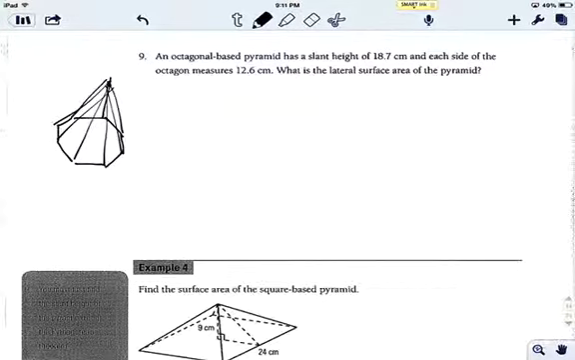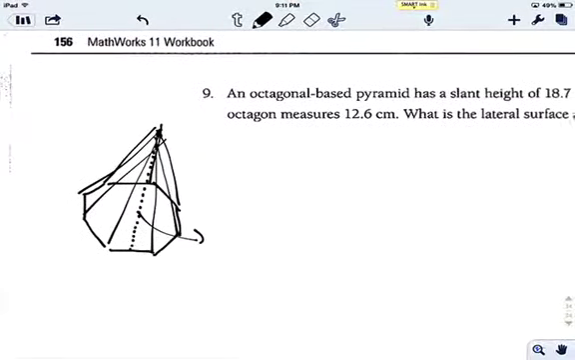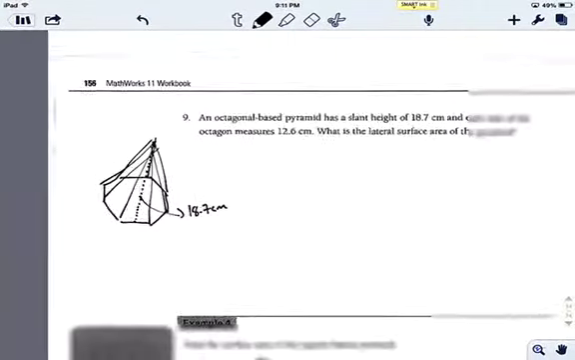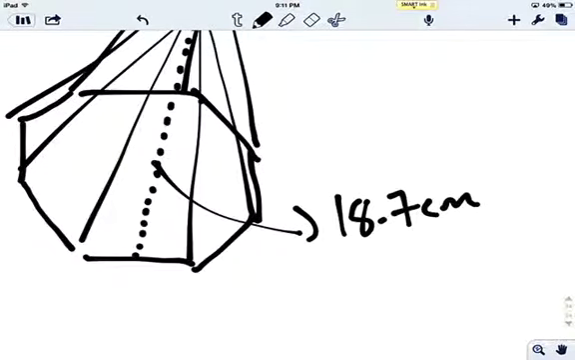Now, it says the slant height. The slant height is essentially the length along the slant of one of those triangles. That's what we've been given all this time. 18.7 centimeters. And each side measures 12.6, so that's telling us that 12.6 represents this distance from here to here.